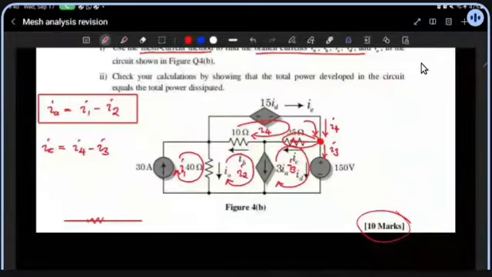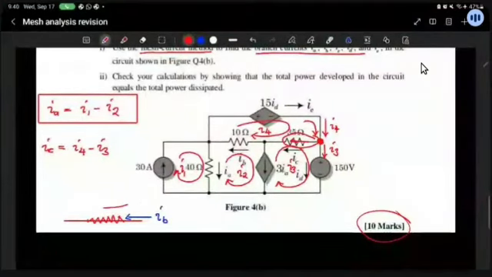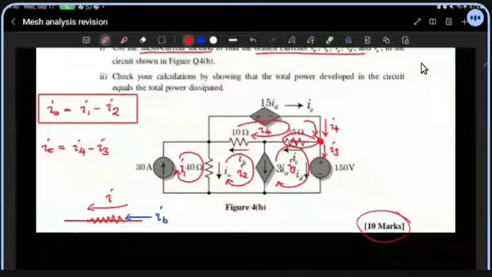If you have a branch like this one, the branch current itself has been defined to be this IB. All you need is to look at how the mesh currents interact with that branch. Observe that mesh current I4 will be going this way, in the same direction with IB. So already I know IB is in the same direction with I4, so I4 will be positive. But I2 will be in the opposite direction to IB, meaning I2 will be negative, minus I2. Observe that this is quicker.